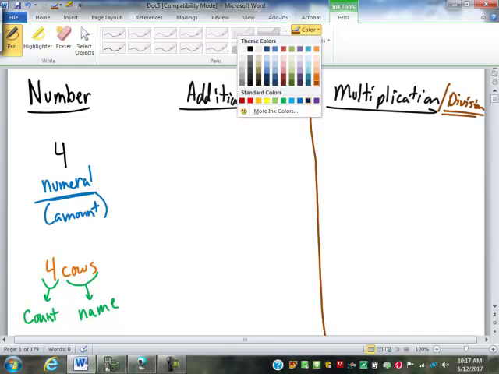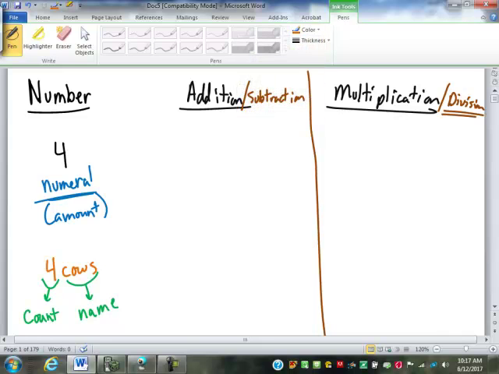So now let's take a look at addition in terms of numbers using both a count and a name. So I'm going to start out with 4 inches plus 7 inches. What do we get for a result there? 11 what?